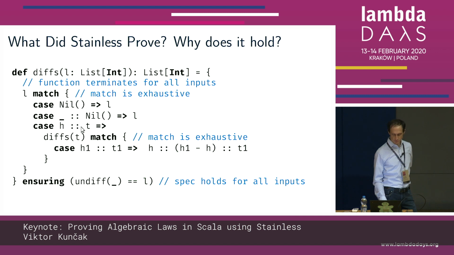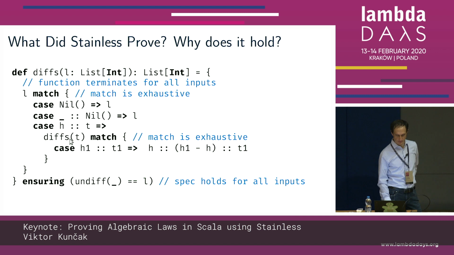So if you look at the function itself, right, you can see that when t is not nil, which it isn't because we have handled this case, then also we get that as another property, when diffs is called with a non-empty list, it also returns a non-empty list, right? So that's why. So the system looks into definitions of functions and unfolds them in order to establish properties like this.